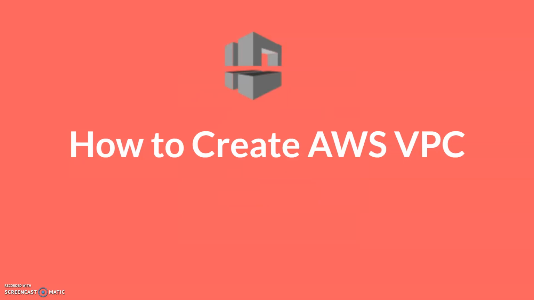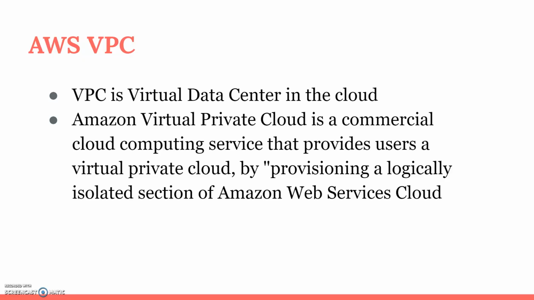Let's start. So how to create AWS VPC? So first, what is AWS VPC? VPC is a virtual data center in the cloud. So it will create the virtual data center in the cloud. Amazon Virtual Private Cloud is a commercial cloud computing service that provides users a virtual private cloud by provisioning a logically isolated section of the AWS Web Services cloud.